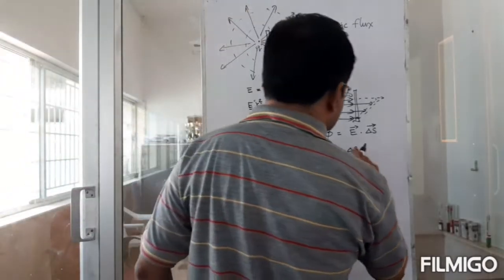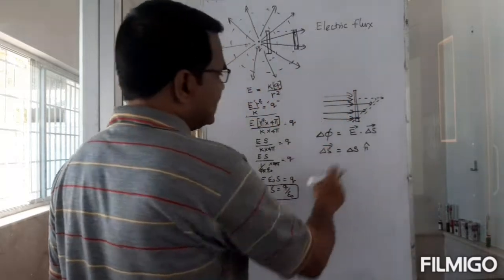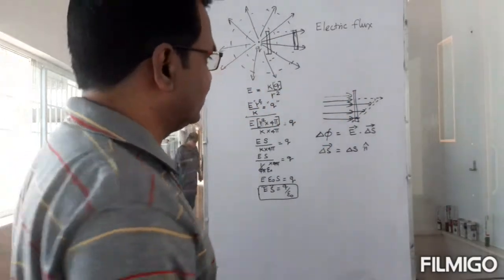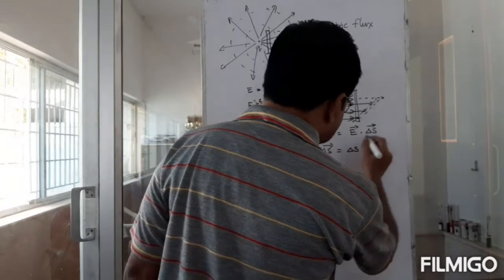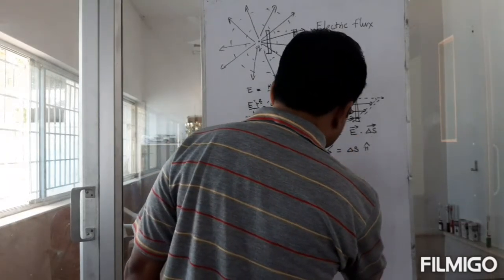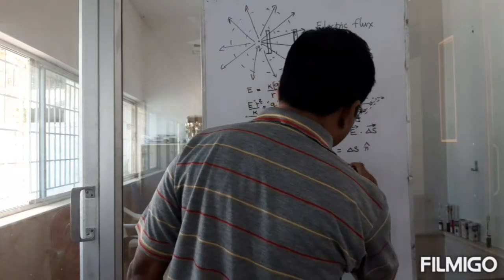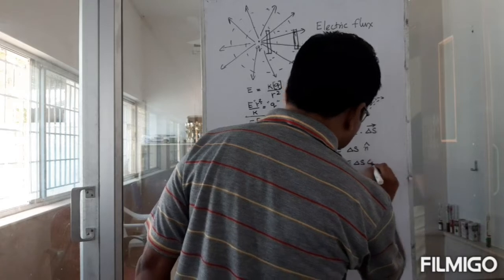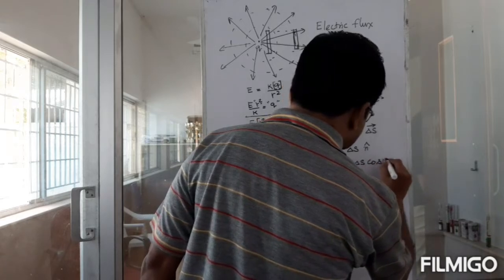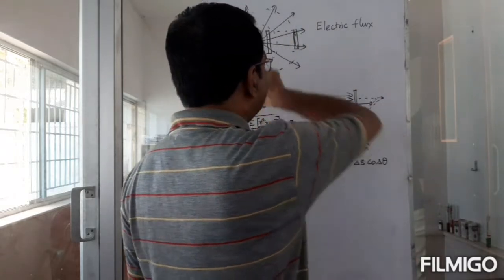So now this is going to be something like delta S into this N. That's area. Okay. So now this will give you delta phi, the flux through this area, is going to be equal to E delta S cos theta, where theta is the angle between the E vector.